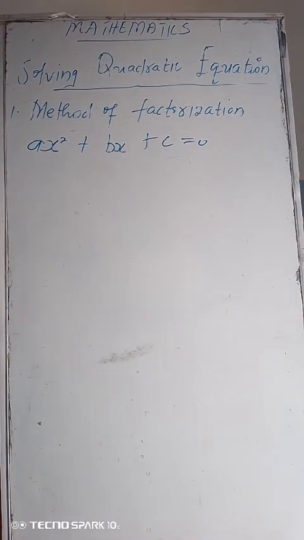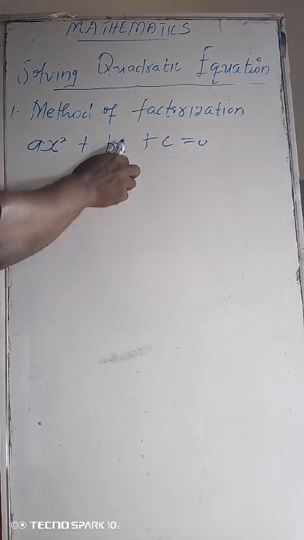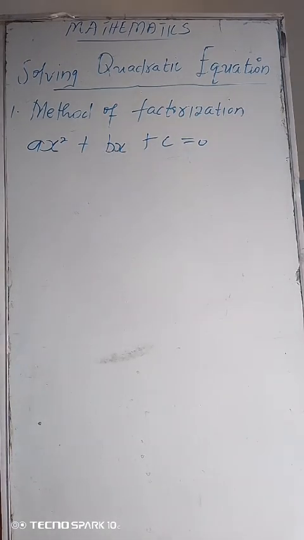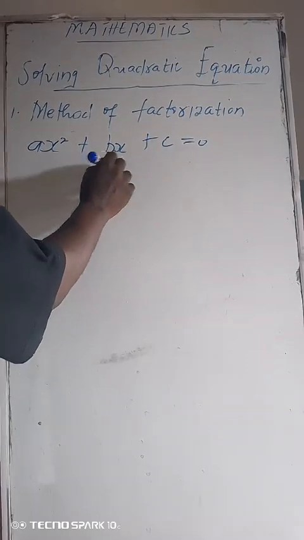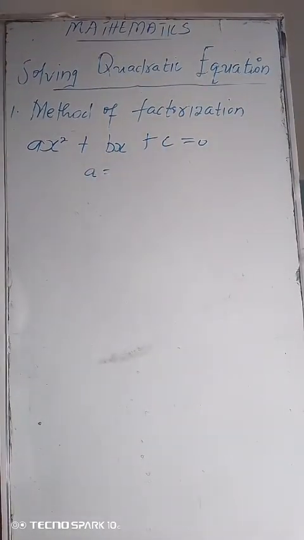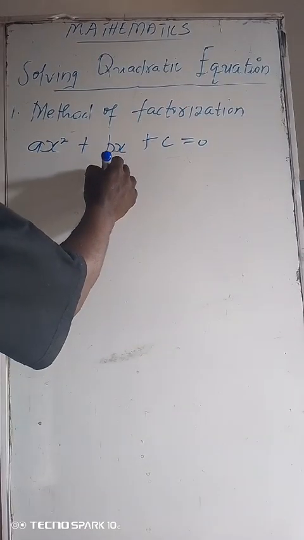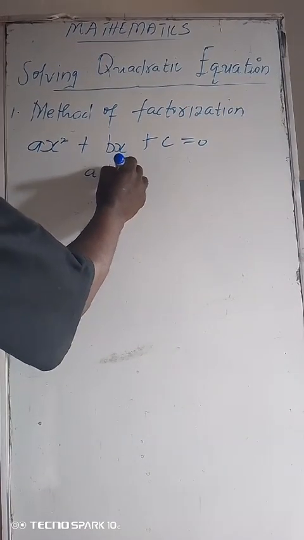Now, the a is termed as the coefficient of x squared. Don't forget, here is power 2. And then the b is the coefficient of x, since this one is having only power 1. And then the c is the constant. Now, always remember that the a, which is the coefficient of x squared, must not be equals to 0.